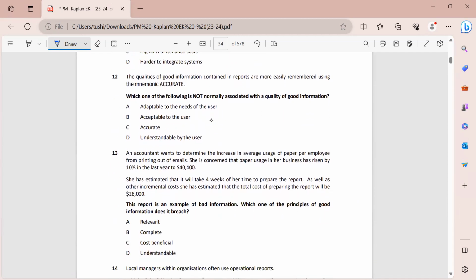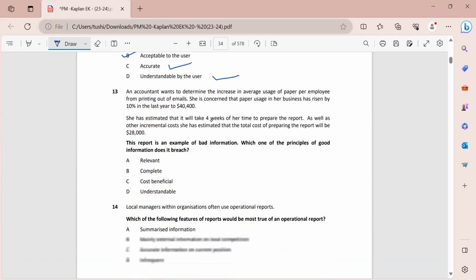Now, the qualities of good information contained in reports are more easily remembered using the mnemonic ACCURATE. Which of the following is not normally associated with the quality of good information? It is definitely, it should be adaptable to the needs of the user. So this is correct. This is something which should be there for good information. Acceptable to the user, okay, we'll come back to it later. Accurate, definitely. Understandable, definitely. Now, acceptable may or may not be. The thing with information is that it has to be presented well. Whether it is acceptable or not, that does not really count towards making it good information. So B is my answer because we have to select not normally associated.